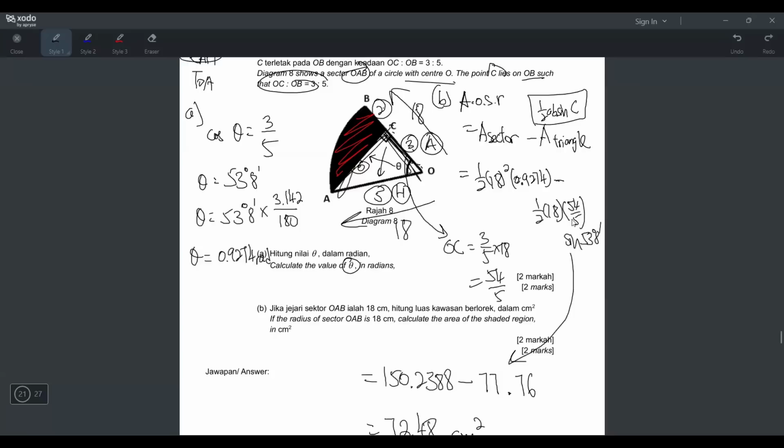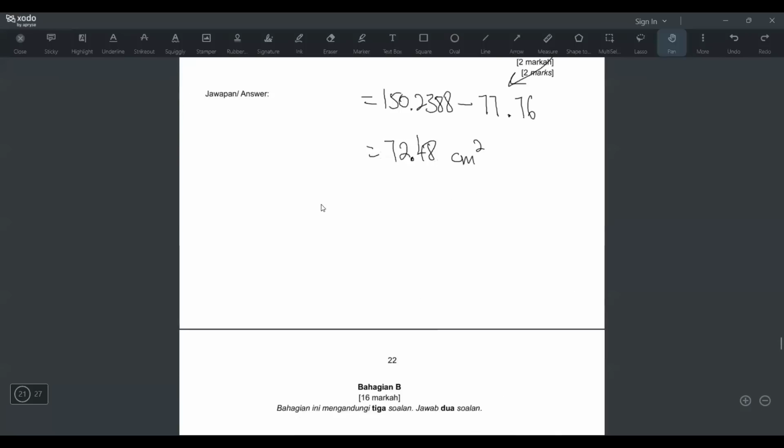I use the 1 over 2 AB sine C formula, right? It means you just take any two sides, and since you already have two sides and the included angle, I straight away use this 1 over 2 AB sine C formula, okay? All right, hope you understand. Let's continue.